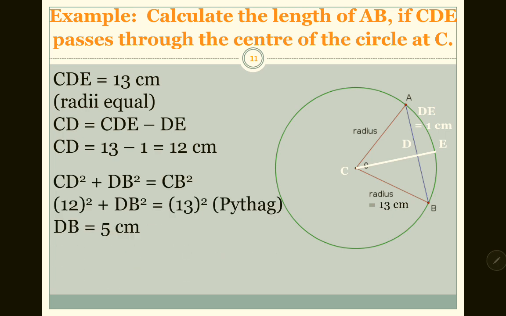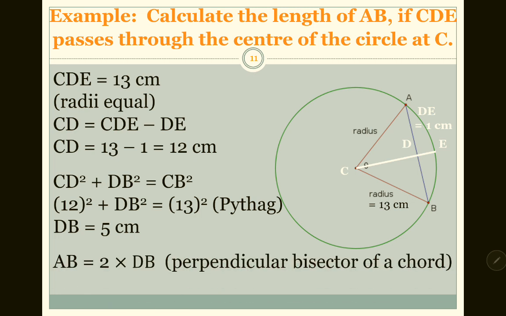Then we can use Pythagoras' theorem where we find CD is 12. DB is what we are looking for. And then CB is 13, so 13 squared. We found that DB is 5. This means if DB is 5, it means AB is 10, right? Because it's basically a chord. So AB is 10. So there you have it. It should be easy. It should not be a problem.